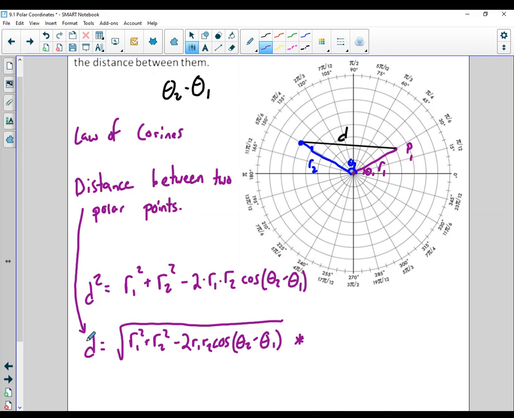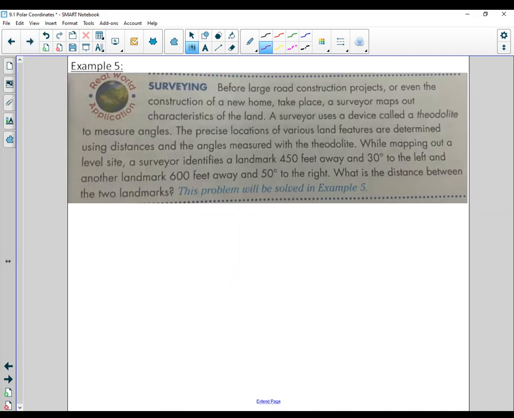And that was just using the law of cosines on this triangle that it made. If you need me to go back, I can. So, for example, number 5, surveying. Before large road construction projects or even the construction of a new home takes place, a surveyor maps out characteristics of the land.